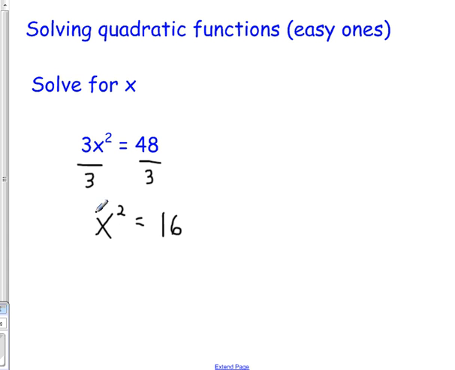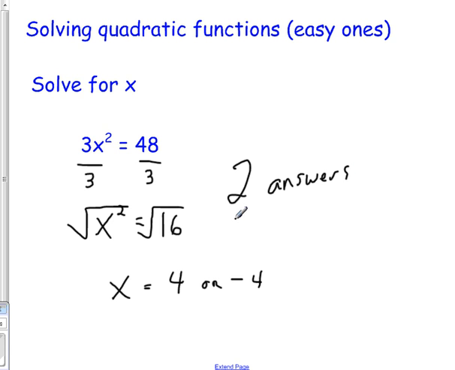And then the opposite of squaring is square root. So what number times itself is 16? Well, 4. But there's also another answer here, because 4 squared is 16, but also negative 4 squared is 16, because negative times negative is positive. So when you're solving quadratic functions, you're always going to have two answers.